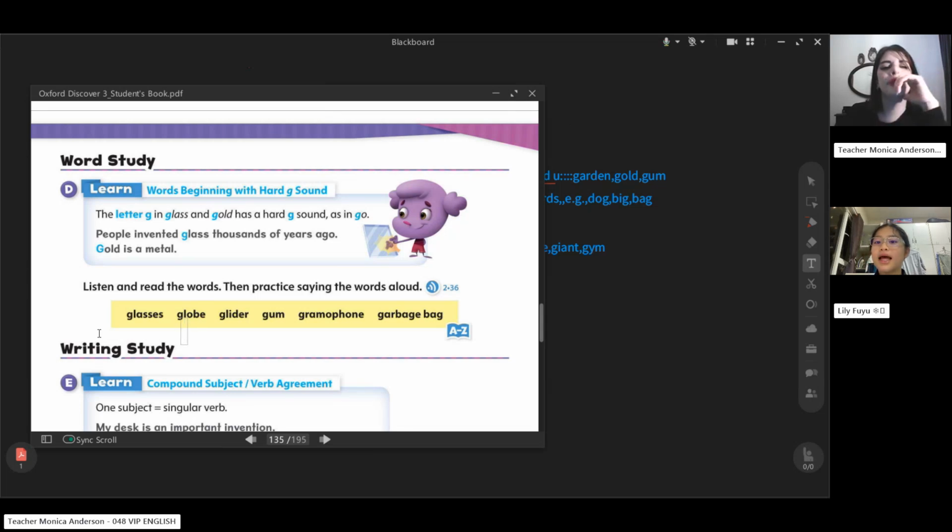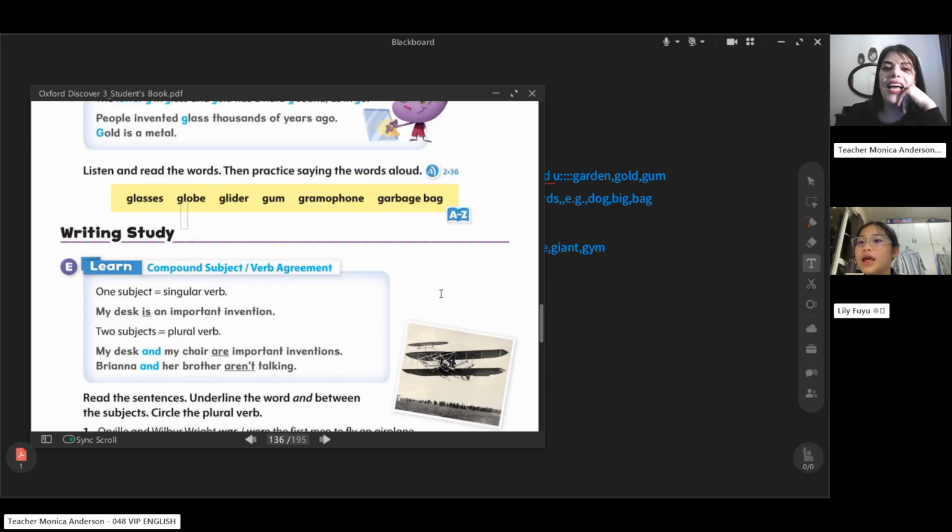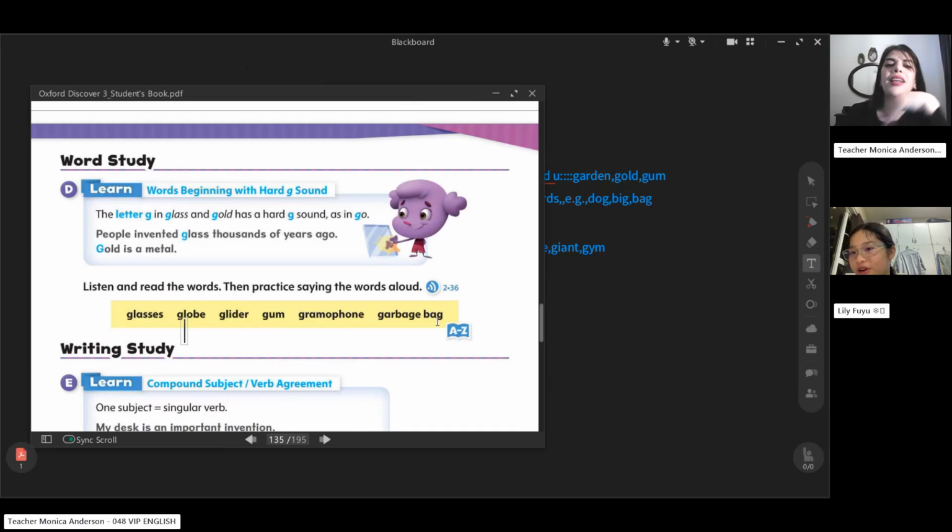Glasses, globe, glider, gum, gramophone. Okay, listen. First of all, glasses, globe, glider. Let me share something because you need to. A glider is a plane without an engine. So let me show you. Glider, gum, gramophone, garbage bag.